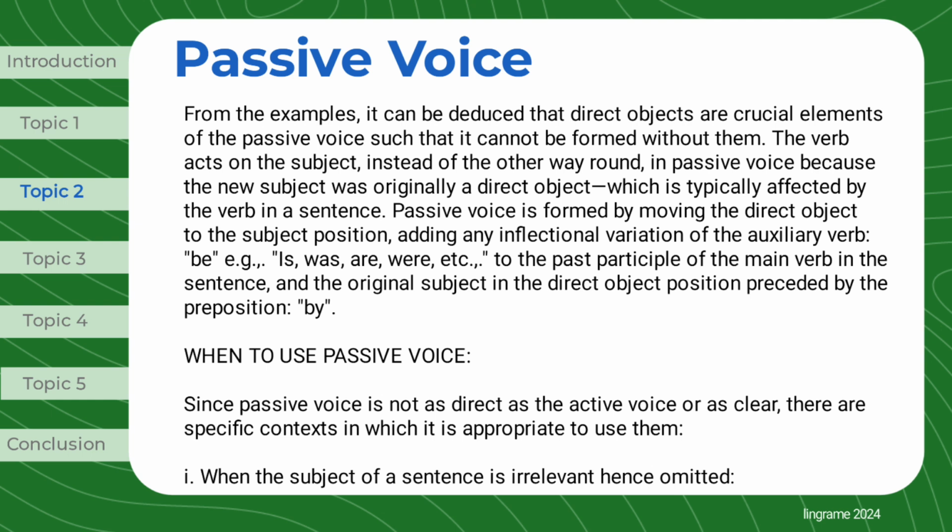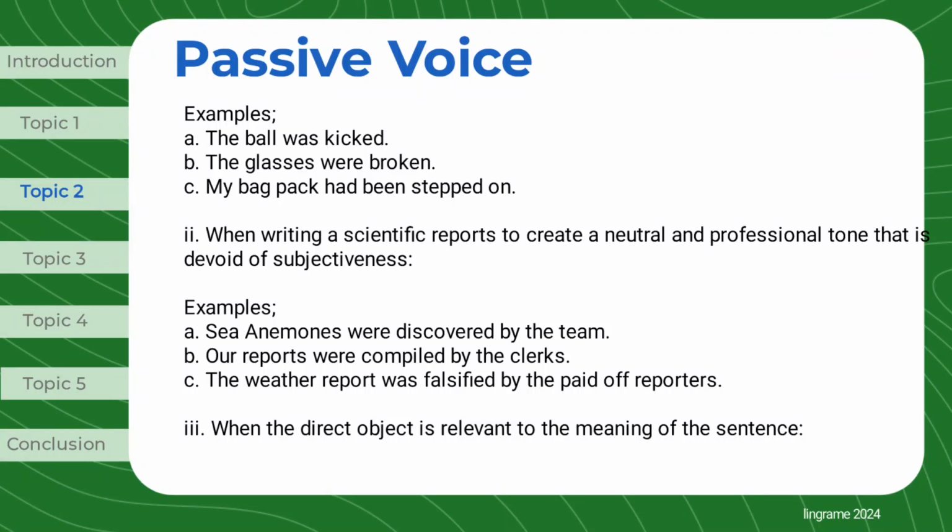When to use passive voice: since passive voice is not as direct as the active voice or as clear, there are specific contexts in which it is appropriate to use it. When the subject of a sentence is irrelevant, hence omitted. Examples: the ball was kicked. The glasses were broken. My backpack had been stepped on.